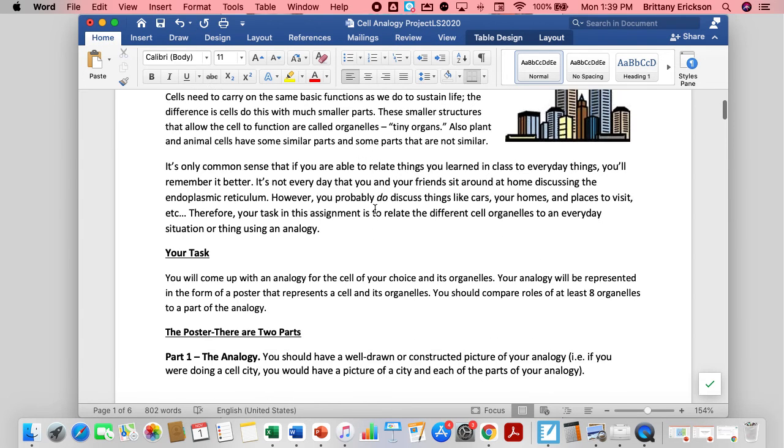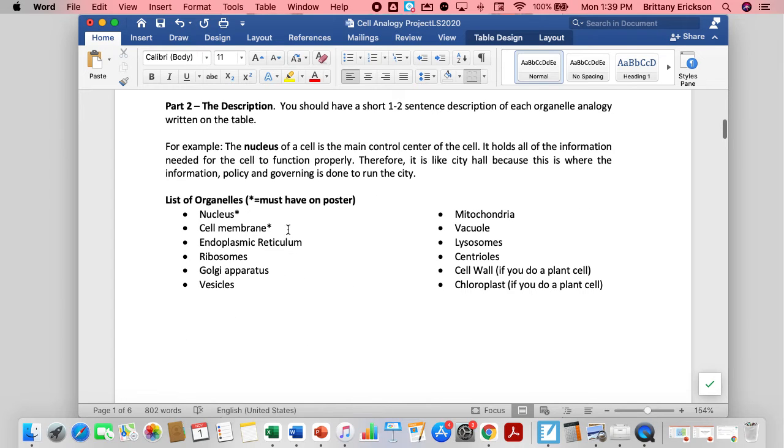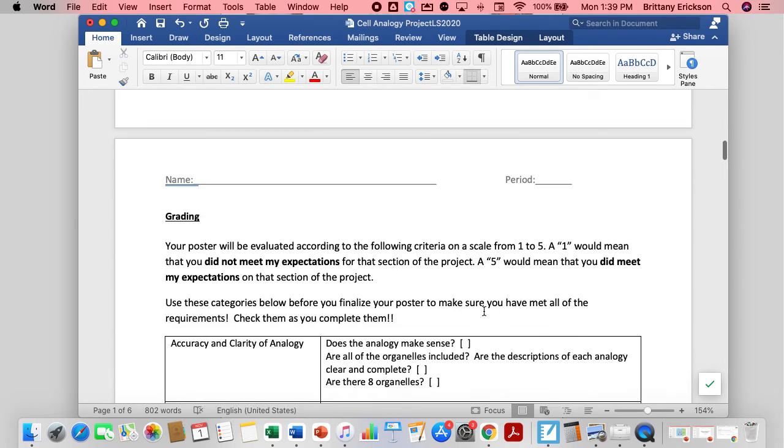Okay, so there's part 2. Here's a list of organelles. The stars or asterisks are things that have to be on your poster because all eukaryotic cells have a nucleus and all of them have a cell membrane. And then you get to choose 6 more. Okay, so you have to have 8 organelles total. You can do the endoplasmic reticulum, the ribosomes, the Golgi apparatus, vesicles, mitochondria, vacuole, lysosomes, centrioles. If you do a plant cell, plant cells have cell walls. They have a chloroplast that absorbs sunlight and makes sugar.